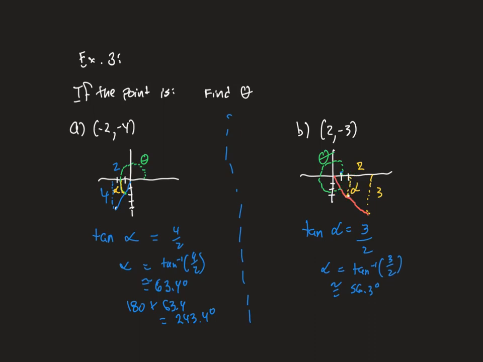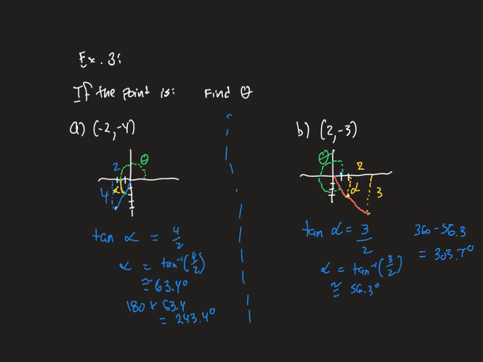Okay? So, in this case, you would do 360 minus 56.3, which is going to give you 303.7 degrees. So that should create actually some set of rules that we can follow when it comes to when we add and when we subtract.